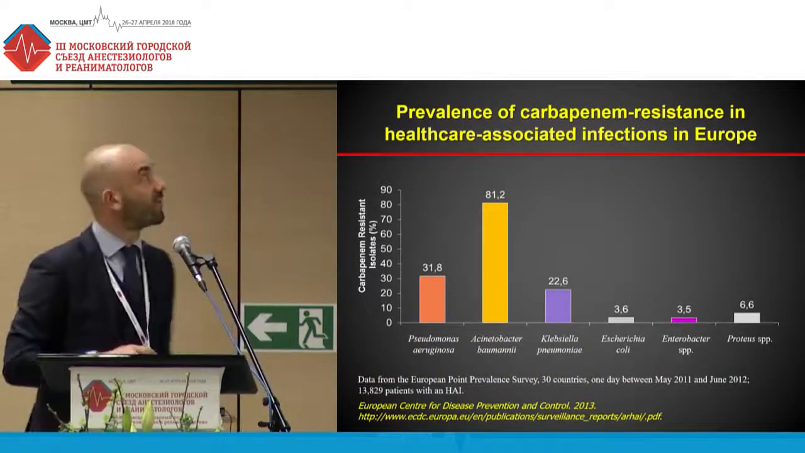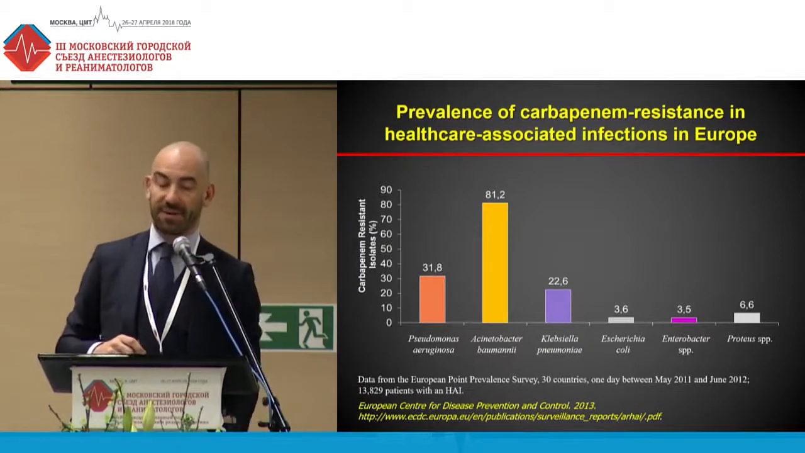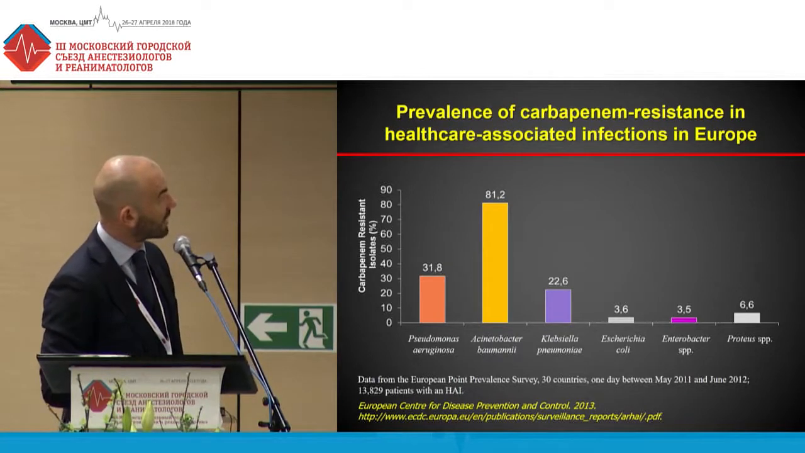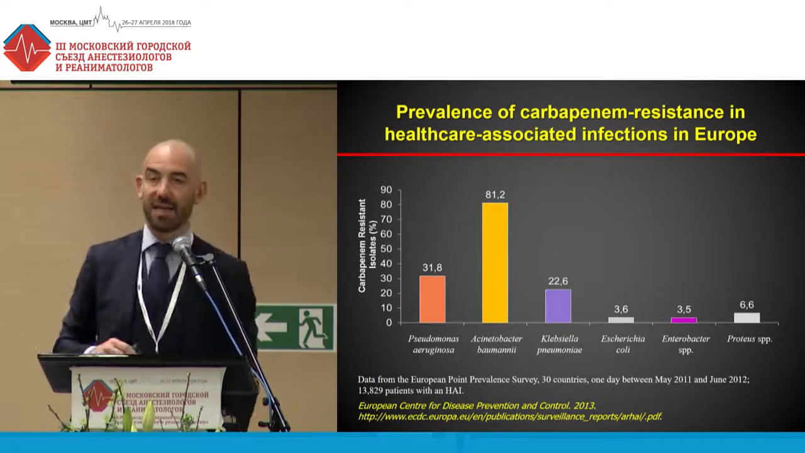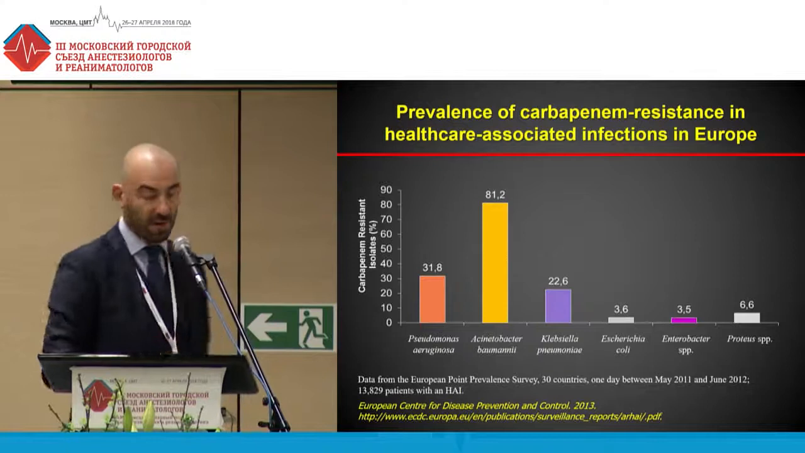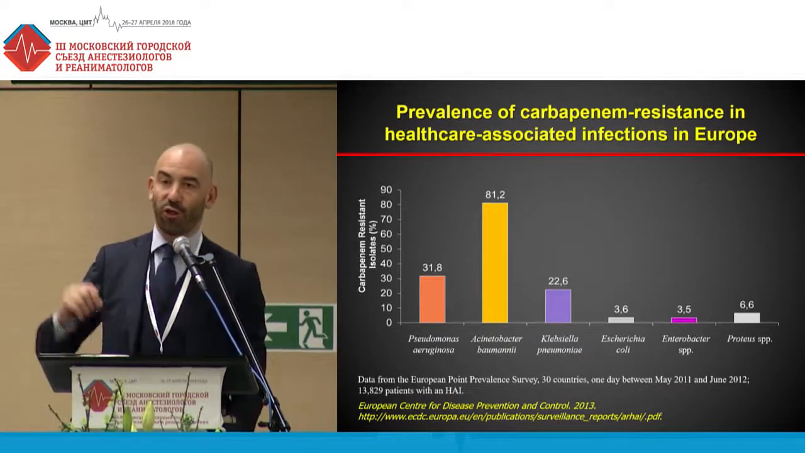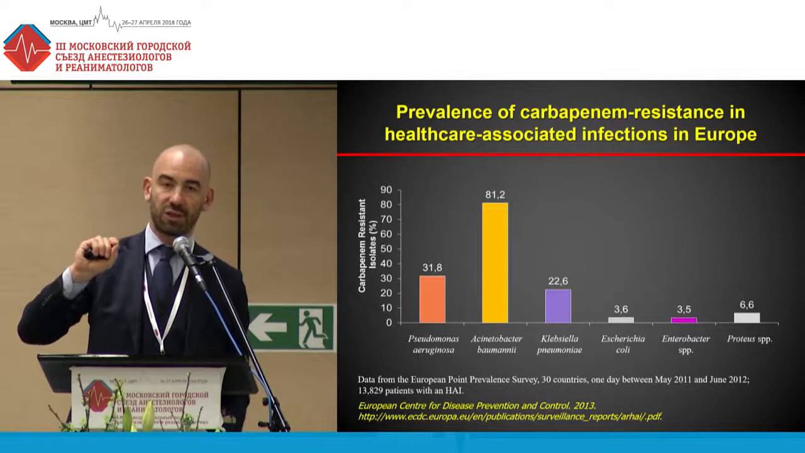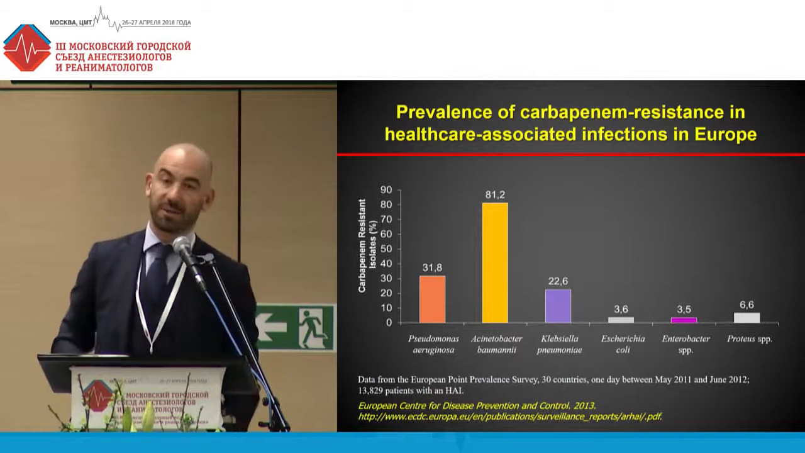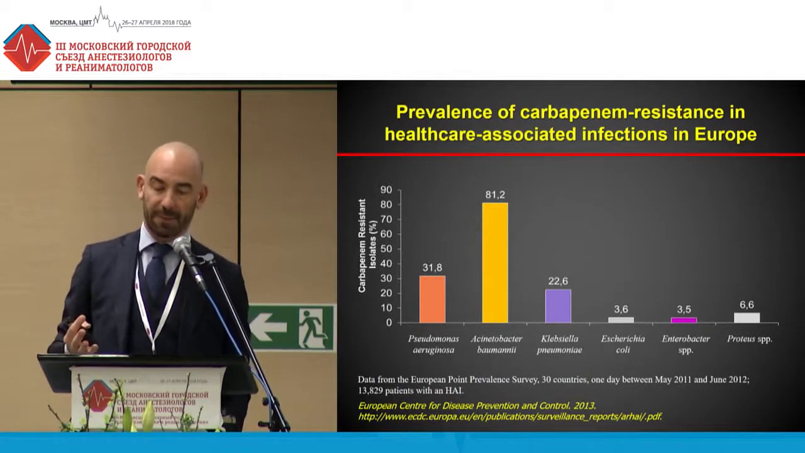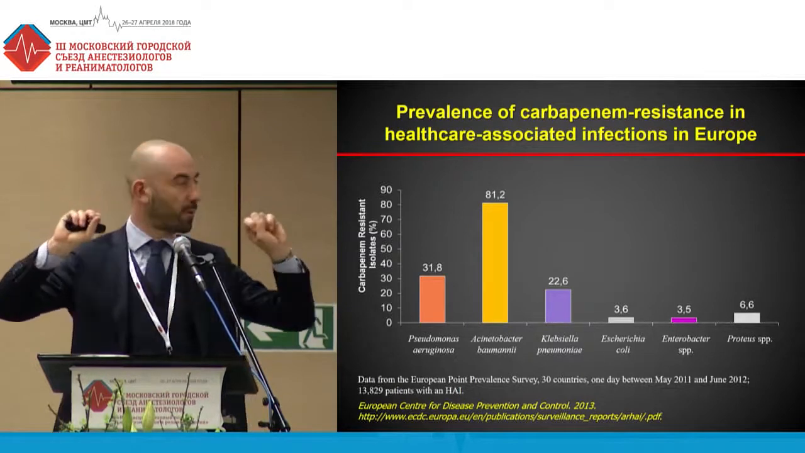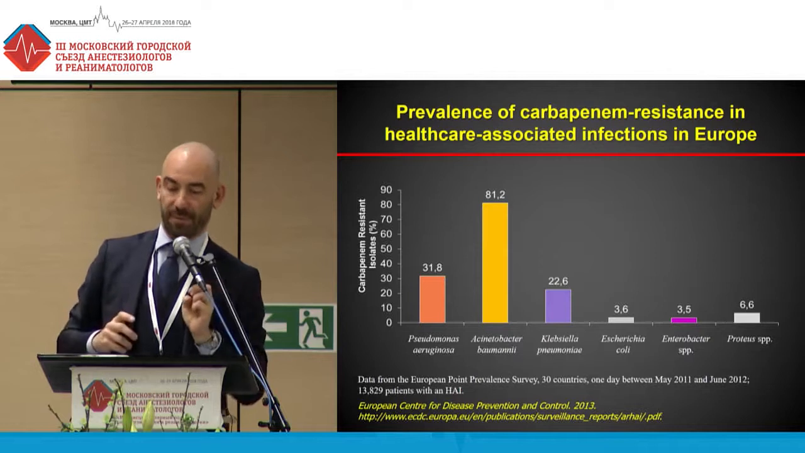So what is the prevalence of carbapenem resistance in healthcare-associated infections in Europe? These are data from some years ago, but you can see very well that Acinetobacter represents the most problematic organism for resistance to carbapenems, followed by Pseudomonas aeruginosa. 30% of the Pseudomonas aeruginosa strains are actually carbapenem resistant, and then we have more than 20% of the Klebsiella that are resistant to carbapenems. So these 3 bugs are the 3 most problematic for resistance to carbapenems.